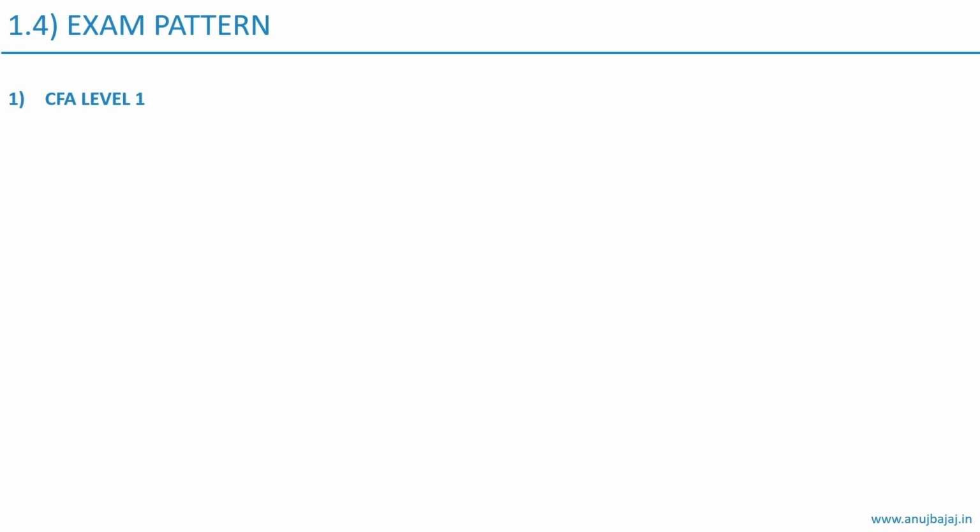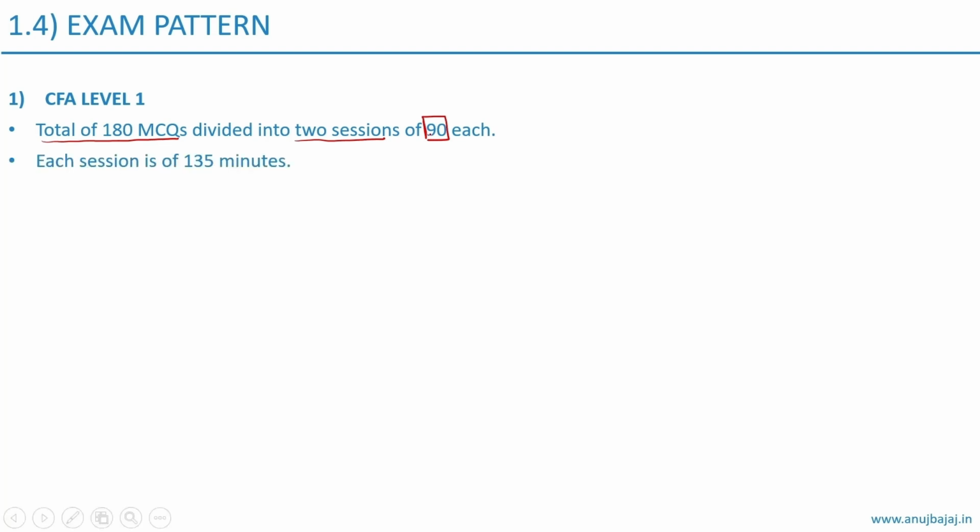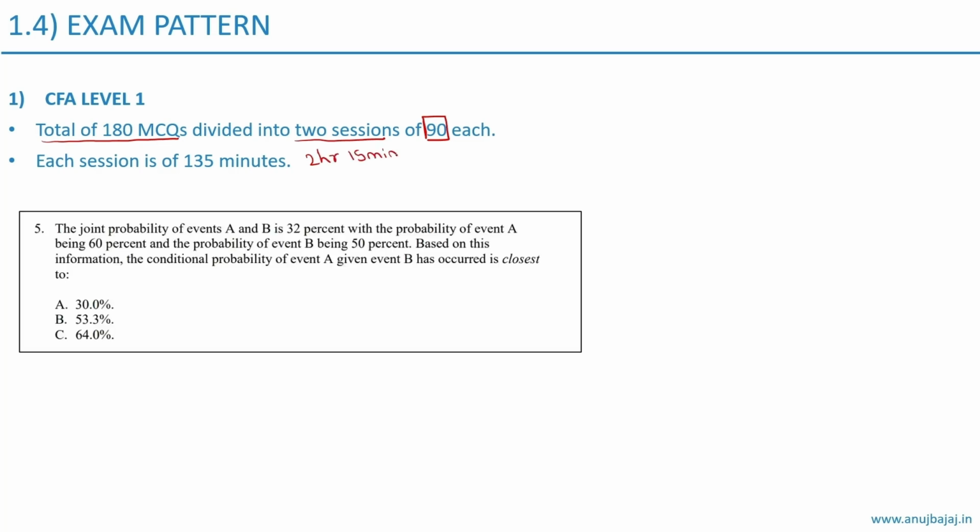Now, let us look at the examination pattern. CFA Level 1 has a total of 180 multiple choice questions divided into 2 sessions, where each session has 90 MCQs. Each session is of 135 minutes, that is 2 hours 15 minutes. And this is how the questions look like in the CFA examination. You will be provided with 3 options to choose from, and the questions are independent of each other. They are freestanding questions.